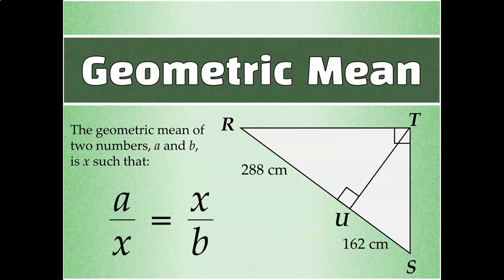Let's talk about what a geometric mean is and how we can use it to help us find the lengths of segments in a diagram like what you see on the screen now, a right triangle with an altitude drawn in it. But first let's review from our previous video what happens when we draw an altitude in a right triangle.